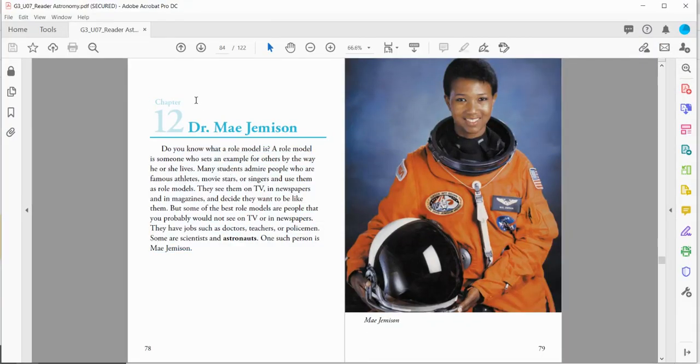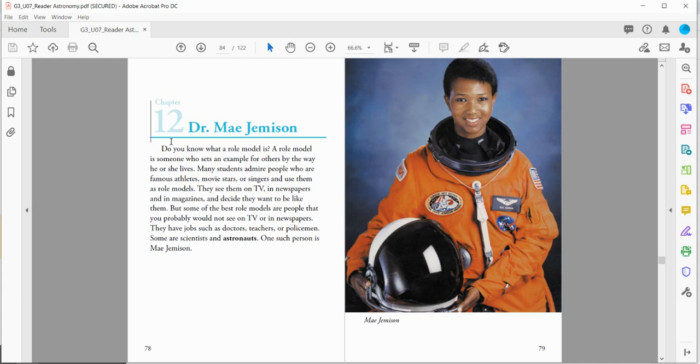So now that our flea map is done, we're ready to start reading chapter 12. Chapter 12 starts on page 78. So as we read, we're going to think, what are some things that we need to add to our flea map about Mae Jemison? Here we go.